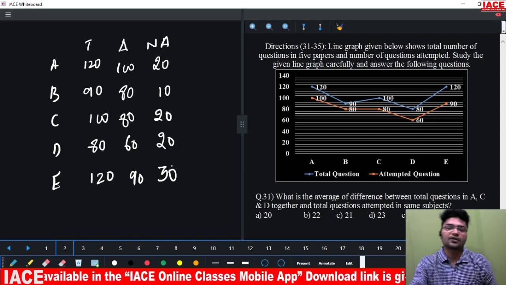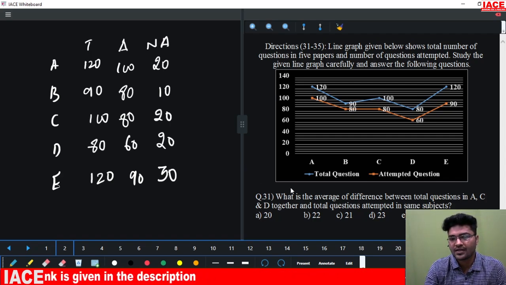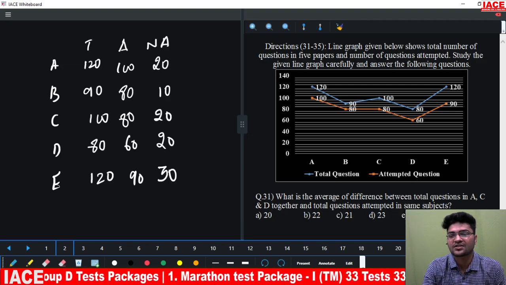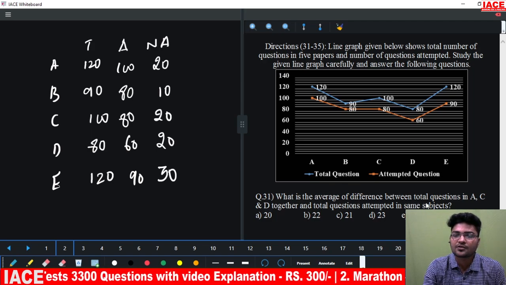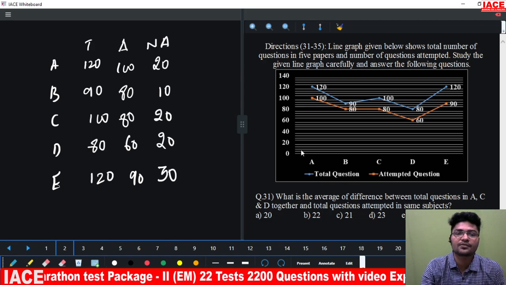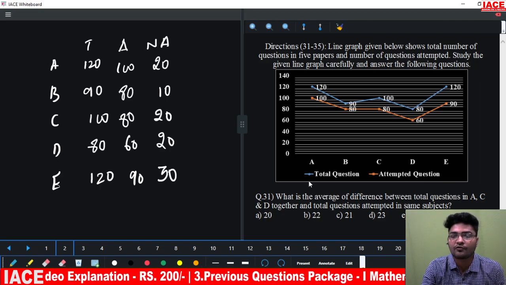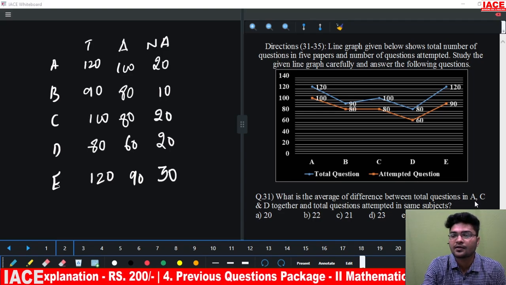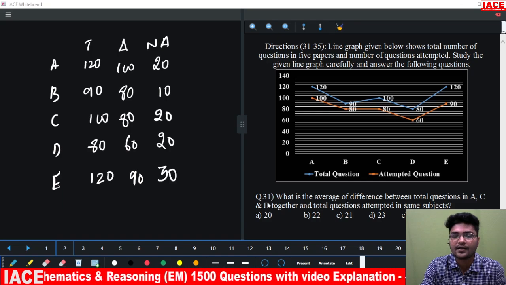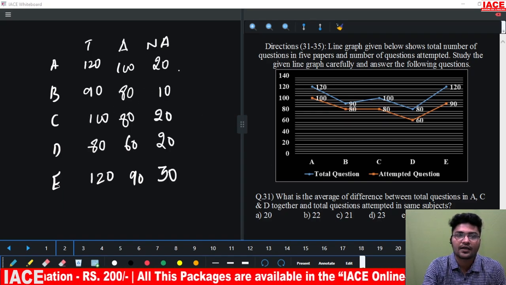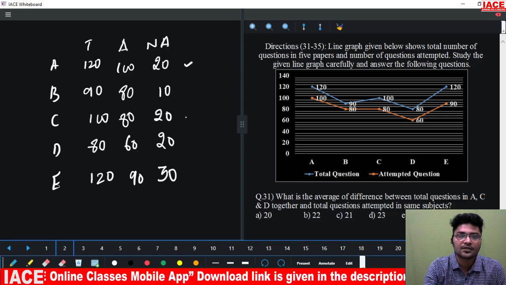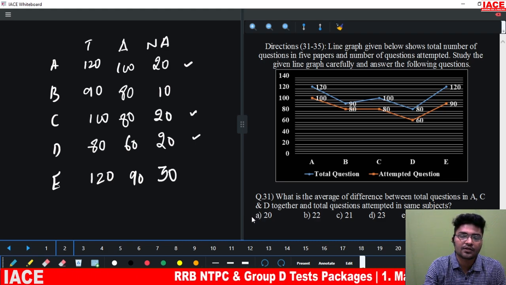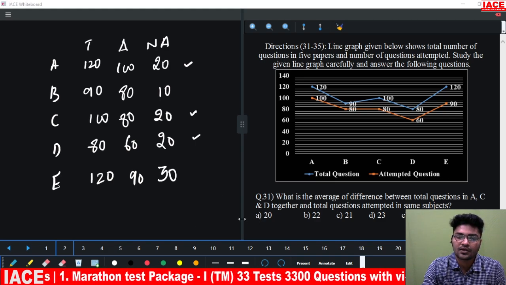Now come to question number 31. What is the average of the difference between total questions in A, C, D together and total questions attempted in the same subjects? See, the difference of total questions and total questions attempted basically means he is asking us the average of the non-attempted questions of A, C and D. So A is 20, C is 20 and D is also 20. So all of them are 20. That means the average is also 20. Average is 20 means option A is our right answer.